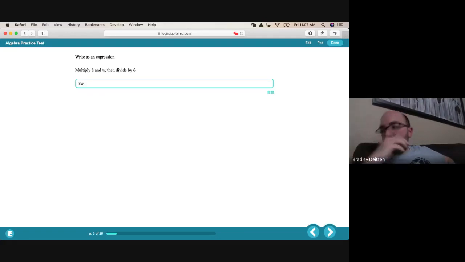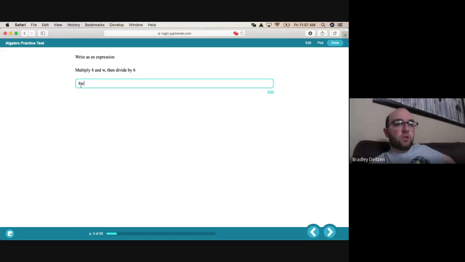And I really need to emphasize this, because this is where I saw a lot of mistakes too. When you have a number and a letter next to each other, that shows multiplication. That is the most common way to show multiplication in an algebra problem. I saw a lot of kids who, when it asked them to evaluate, just stuck that in as a digit. So let's say if w is 4, they just wrote 84 instead of 8 times 4. So that is multiplication. All right, then it says, then divide by 6.